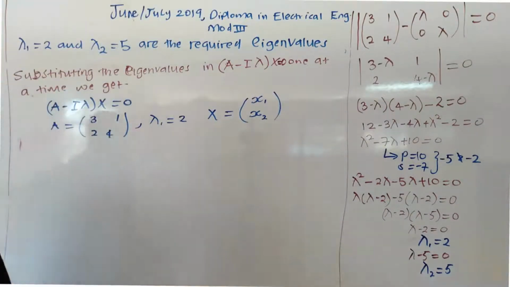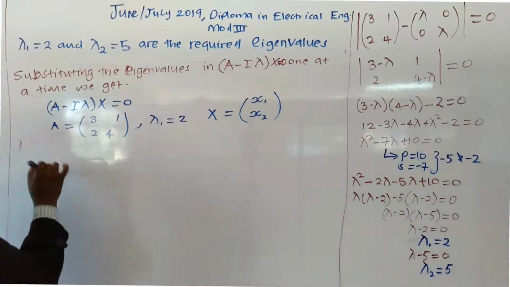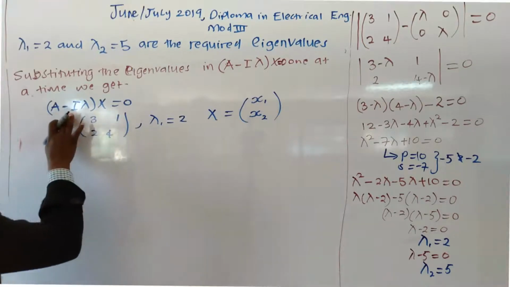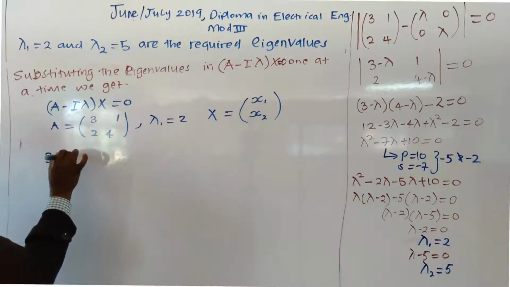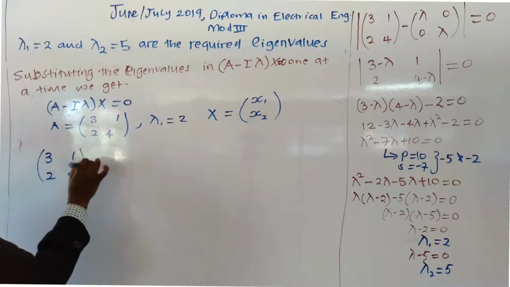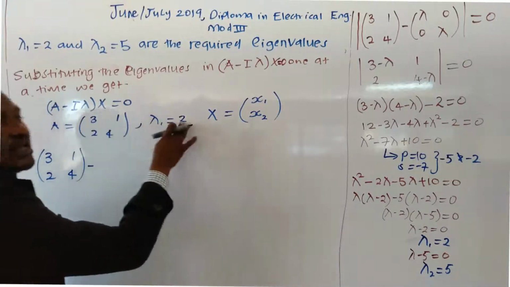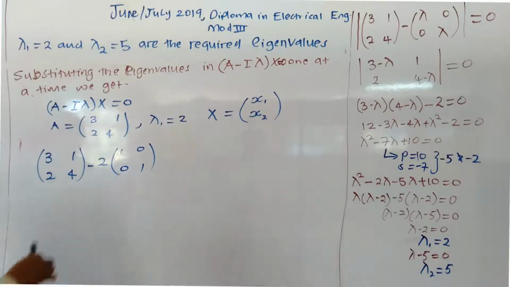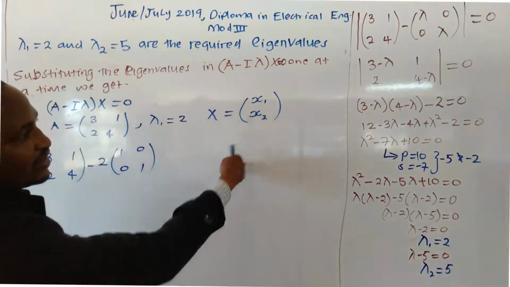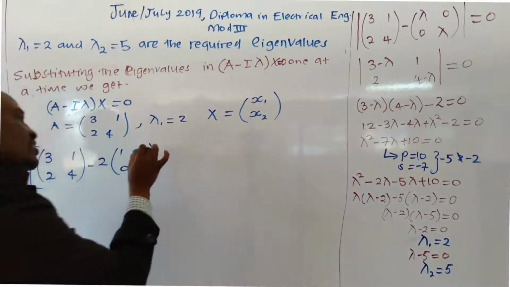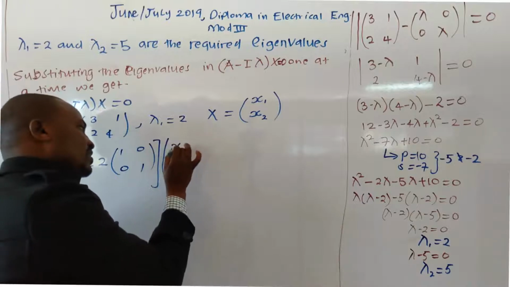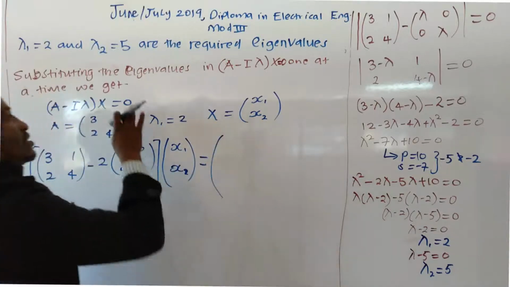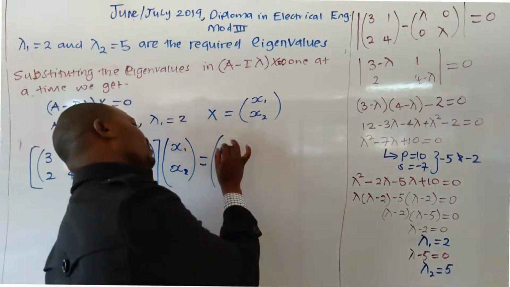So now we can write everything in matrix form, and we can say, substituting in this equation, 3 1 2 4 minus the identity matrix times lambda, but lambda is equal to 2, 1 0 0 1, all these multiplied by the eigenvector x, x1 x2, is equal to 0. So you also need to write 0 in matrix form.